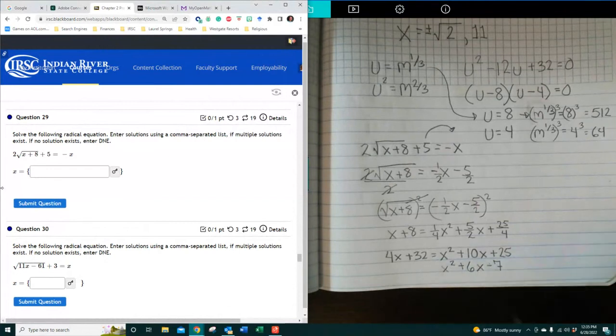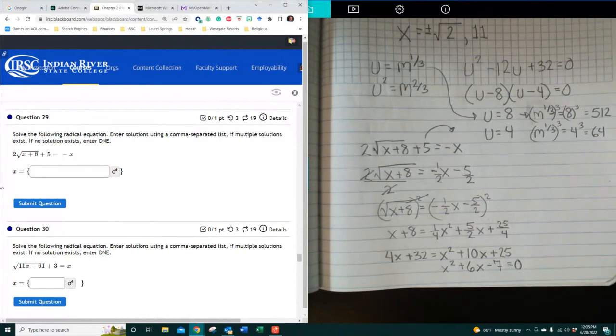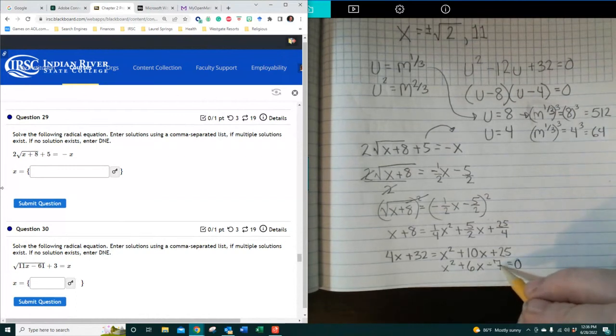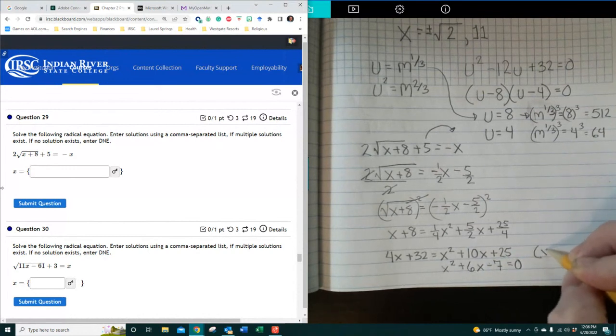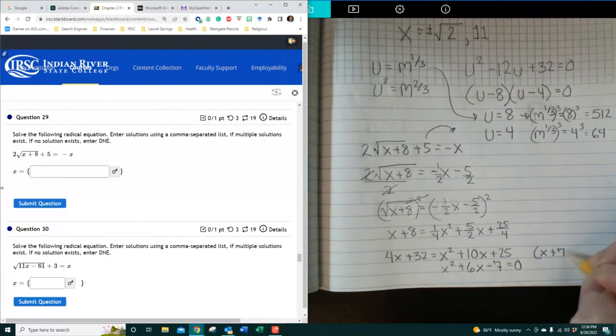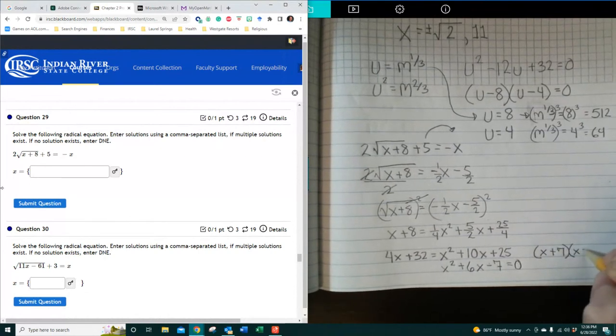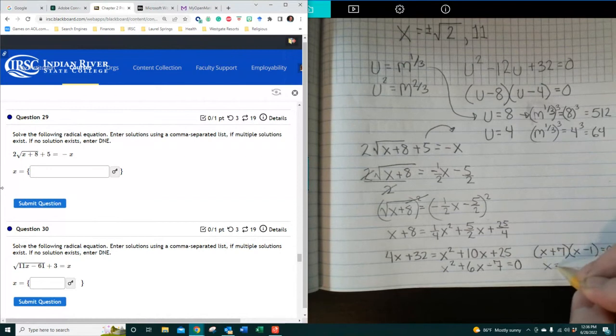All right, so if we subtract 32 from 25, we will get -7 equals 0. Now, what two numbers multiply together to create -7 and add up to 6? And then of course our answers would be x equals -7 and x equals +1.